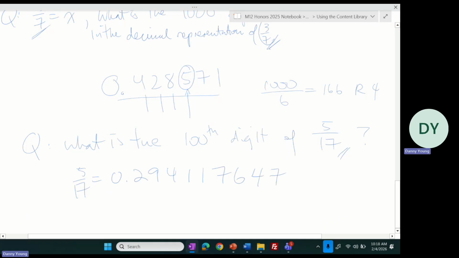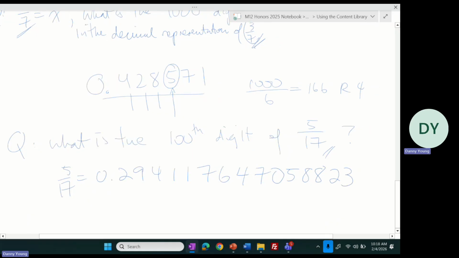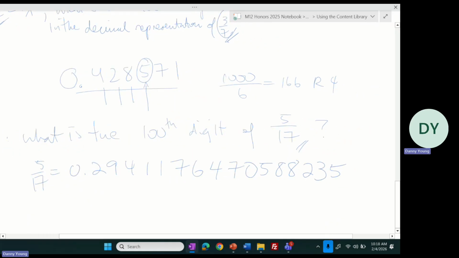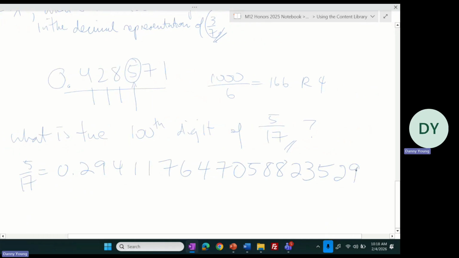Okay. Tell me if this is right. It'll be a 7, and then a 0, and a 5, and an 8, and an 8, and then a 2, and then a 3, and then a 5, and then a 2, and then a 9. Why do I know these numbers? Because they add up to 9.